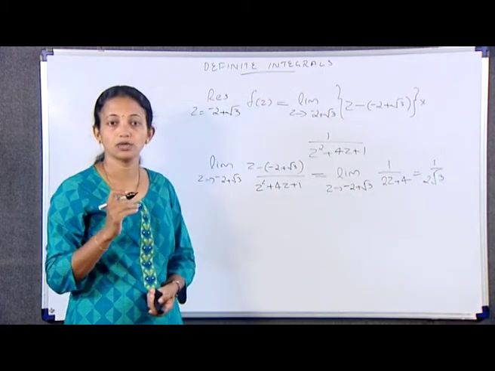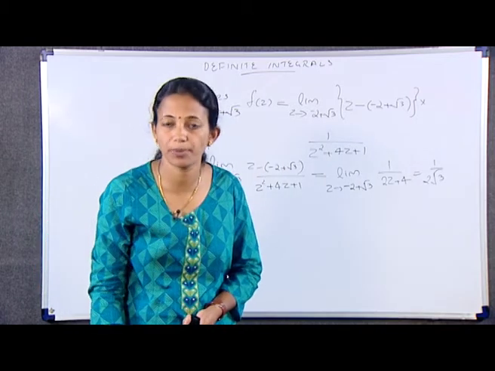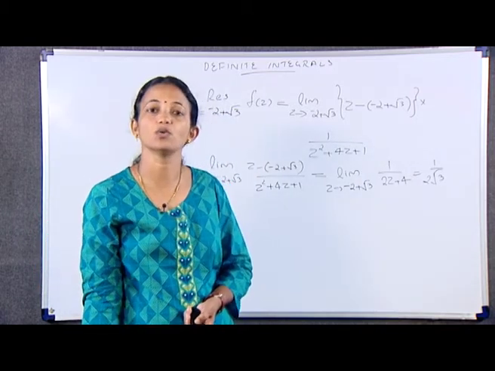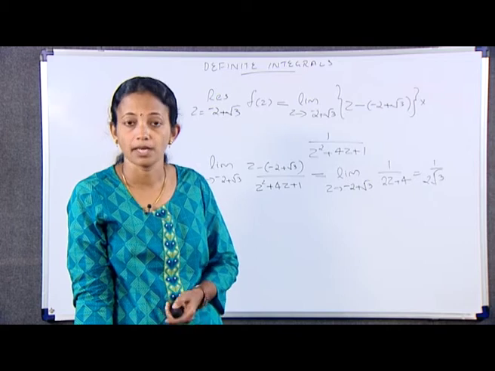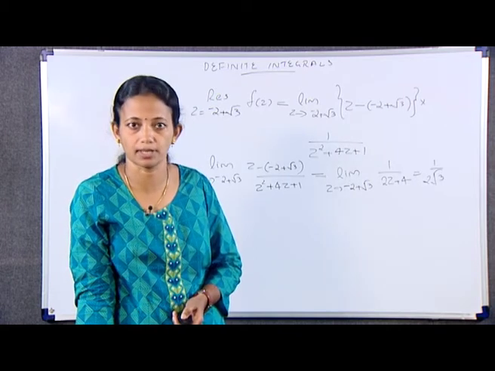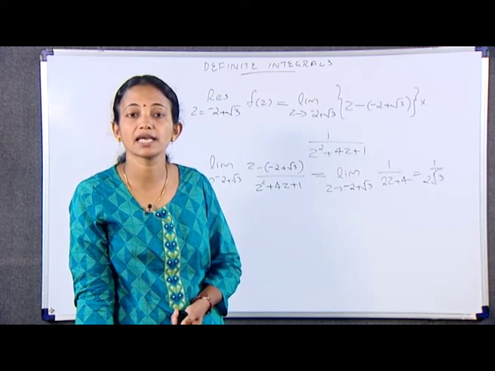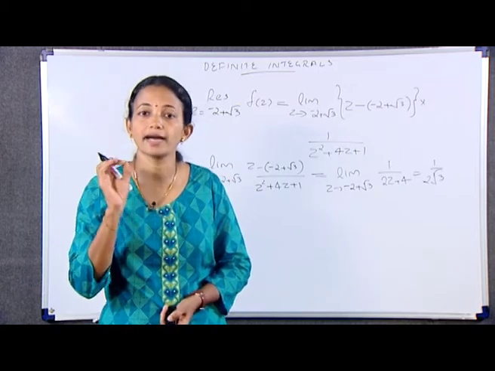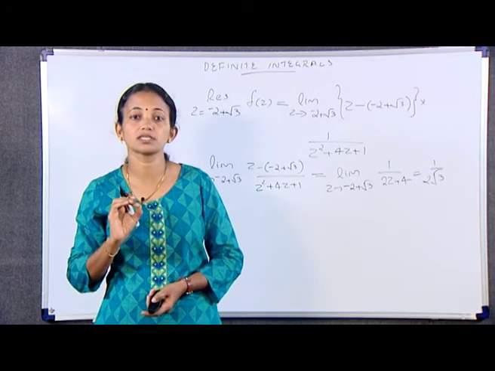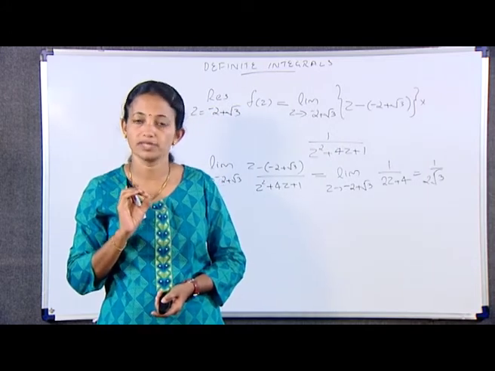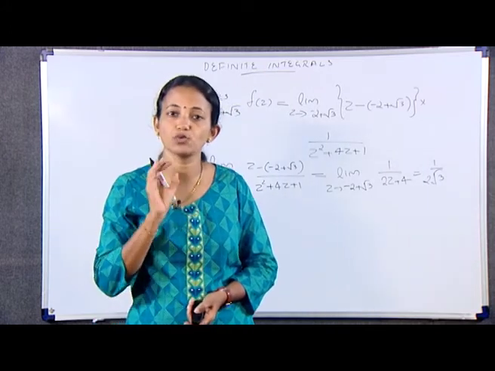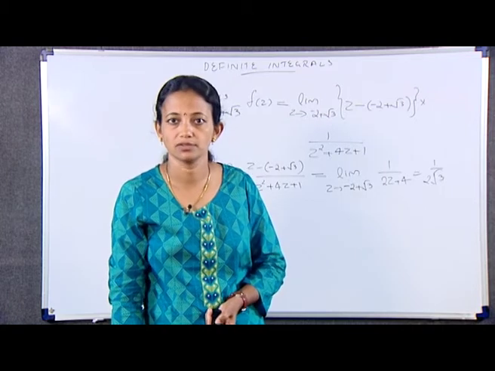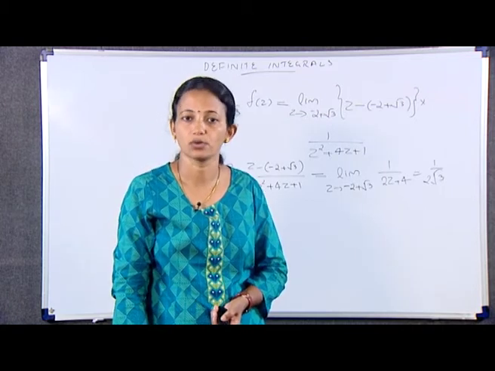Hence, the residue at z = -2 + √3 of f(z) is equal to 1 by 2√3. Now, by Cauchy's residue theorem, the integral over C of f(z) dz is equal to, we know, 2πi times the sum of the residues within the contour, that is equal to 2πi into 1 by 2√3, which is equal to πi by √3.